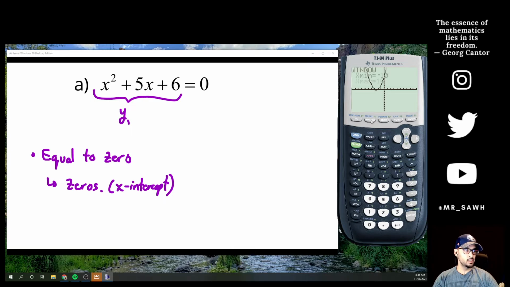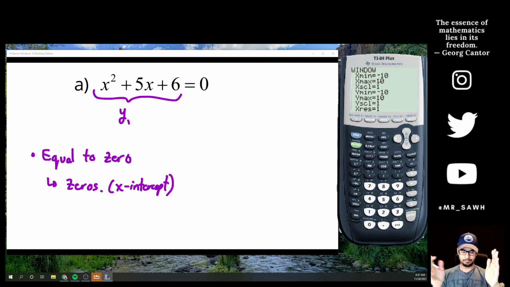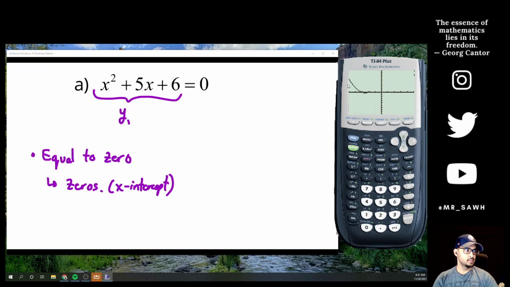Now, if I press window, my standard window screen on the calculator is a 10 by 10 square. If I care about the x-intercepts and it goes from negative 10 to 10, it's pretty zoomed out, and I can't really tell where my x-intercepts are going to be exactly. So I'm going to zoom in a little bit, and maybe let's make this negative 5 to 5. And you can see a little bit easier that there's going to be two places where they're going to cross.